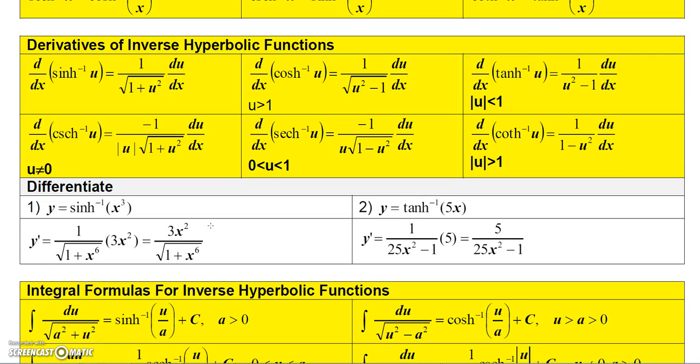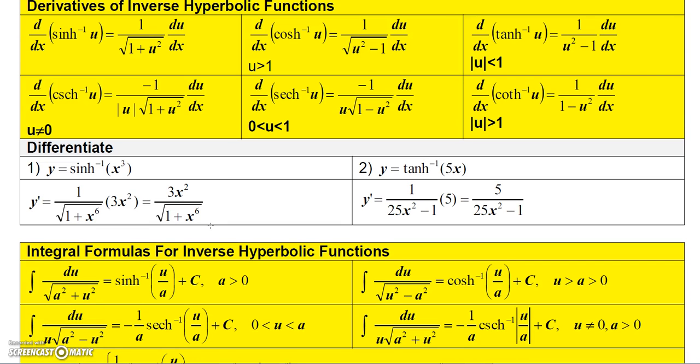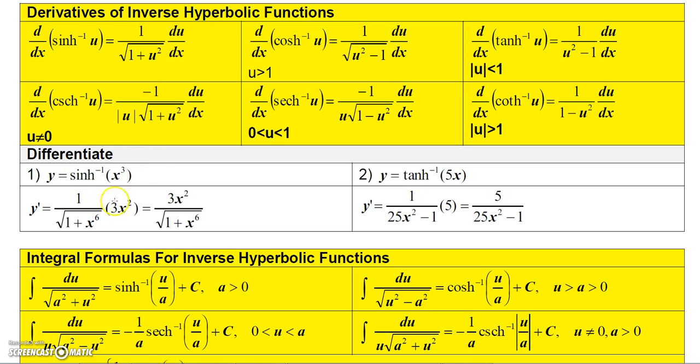So we're not going to worry about those conditions that are listed below them, but let me go ahead and differentiate a couple for you. Okay, so if we have the inverse hyperbolic sine of x cubed, then the x cubed must be the u, right? So the derivative of inverse hyperbolic sine of u is 1 over the square root of 1 plus u squared. Okay, so we would have 1 over the square root of 1 plus x cubed squared. And when you square x cubed, you get x to the 6th. Now, don't forget the chain rule. You got to yank the chain.